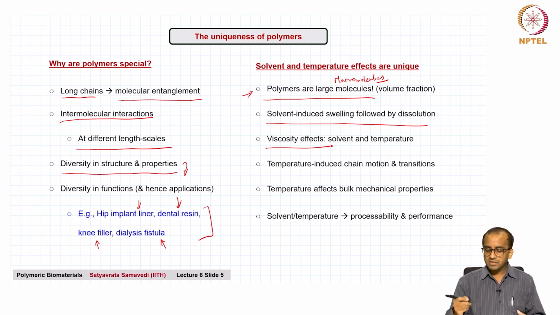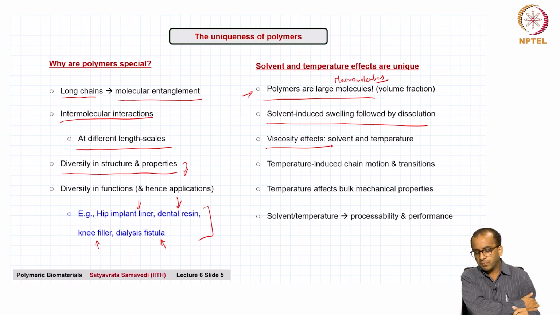The third thing is, viscosity effects are both functions of solvent and temperature. So these polymers in solution, for example, can exhibit different viscosities based on their volume fraction. And that is true as well in the melt state, where you can take a polymer, melt it, and depending on the temperature, the viscosity can be different.